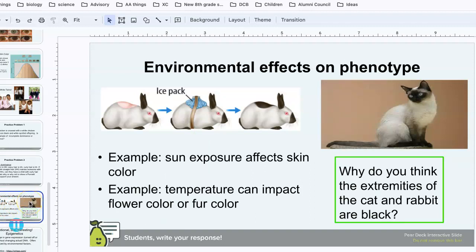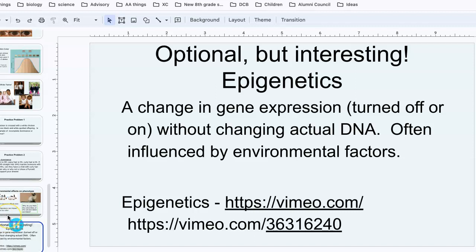Environmental effect. So this is environmental effect. Temperature can change skin color. We can see this in rabbits and in Siamese cats, and it can impact the color of the fur. It can impact flower color. So just realize that environmental impact can really change the way you look. If you think about why you would want your extremities to be black, think about how temperature and extremities absorb heat. That's probably where they have reduced blood flow. So really consider these things as you go through it.